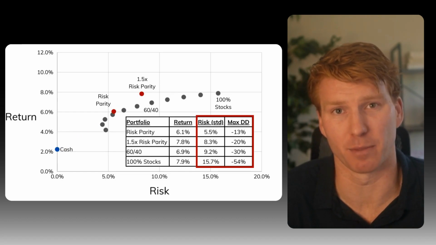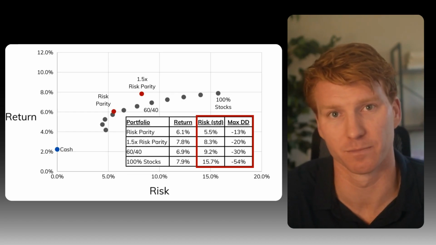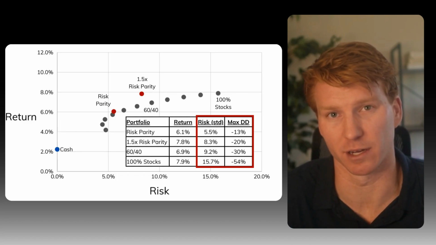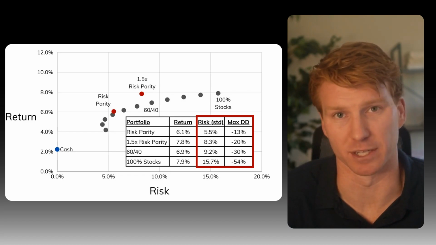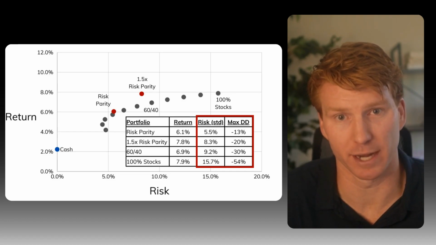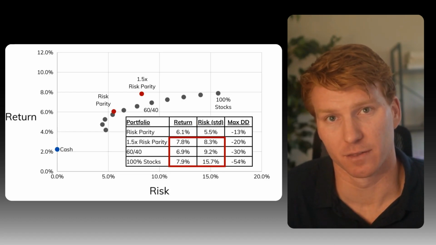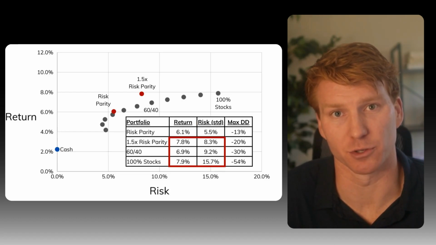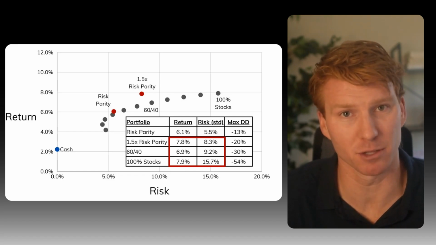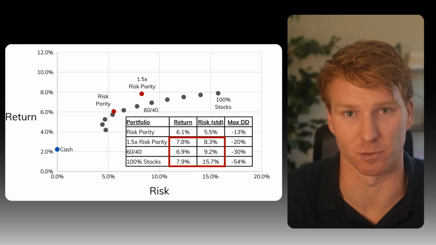In this example, by applying 50% leverage to the far less risky risk parity style portfolio, we end up with slightly lower risk compared to the 60-40 portfolio and only about half of the risk of the 100% stock portfolio. And that lower risk is also borne out in the standard deviation and maximum drawdown statistics. The levered risk parity style portfolio produced greater returns than the 60-40 portfolio with less risk, and it produced similar returns to 100% stocks but with significantly less risk.